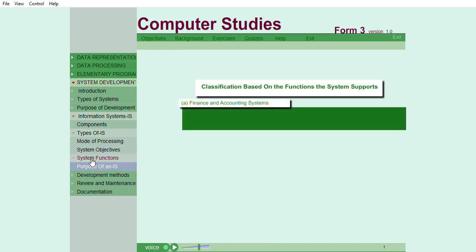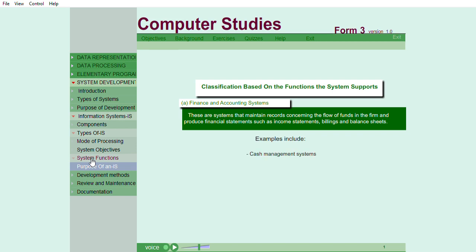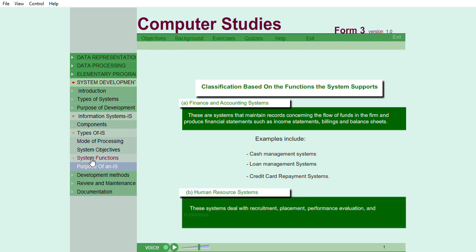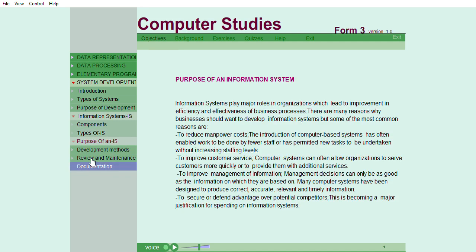Classification based on the functions the system supports. Finance and accounting systems. These are systems that maintain records concerning the flow of funds in the firm and produce financial statements such as income statements, billings, and balance sheets. Information systems play major roles in organizations, which lead to improvement in efficiency and effectiveness of business processes.